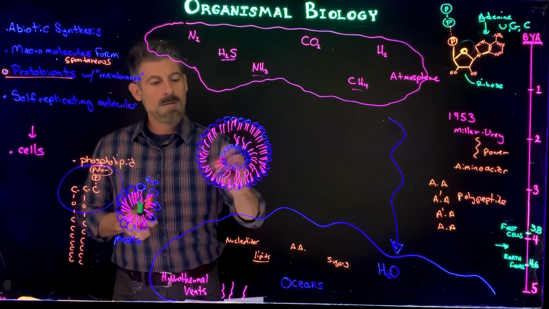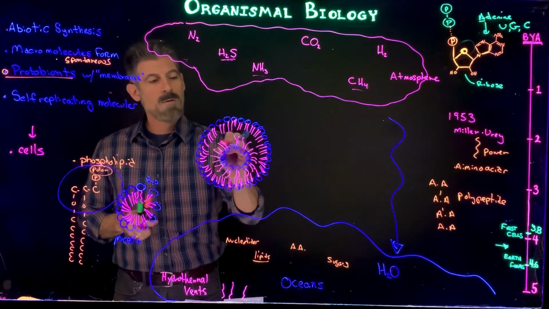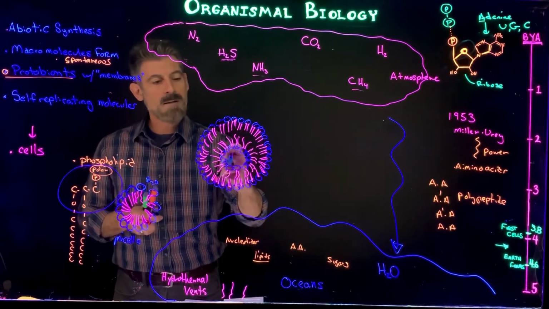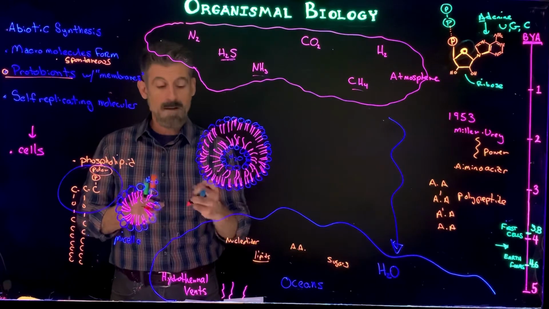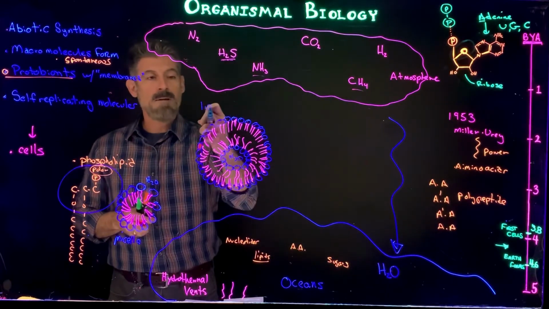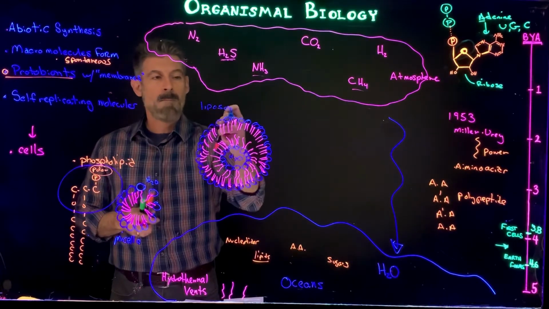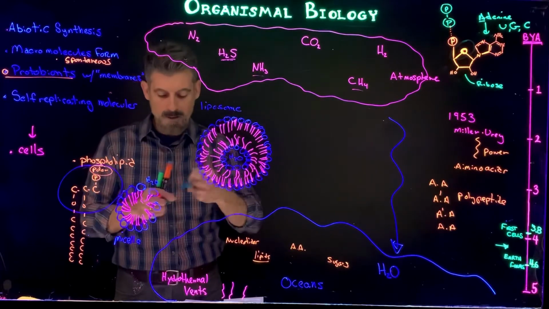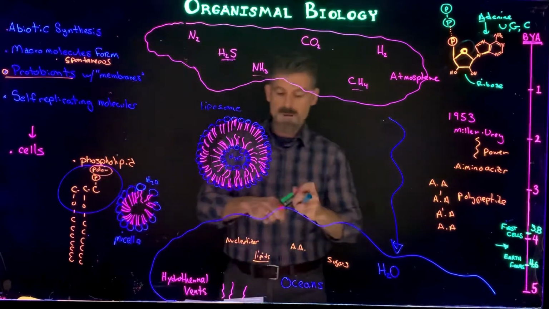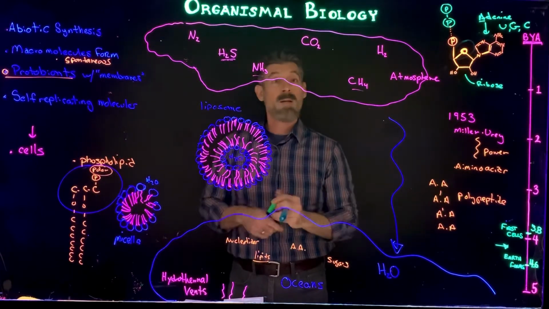So it's a ball, essentially, with a hollow core, except the core isn't completely hollow. Inside the core is water, okay? And so this is a structure called a liposome. And again, these can just naturally occur. We can just form liposomes as well just by agitating the phospholipids.